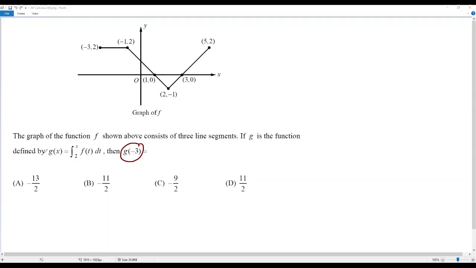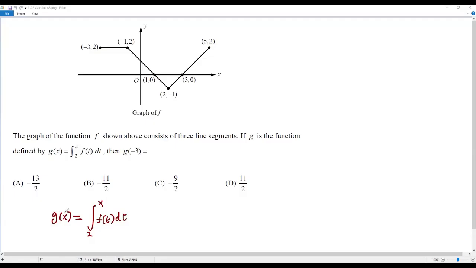For that, let me consider the given function g of x, that is g of x equals the integral from 2 to x of f of t dt. Here g of x is a function of x. Since g of x is a function of x, the expression must be in terms of x. We can also consider the definite integral over here that is equal to g of x. Here the lower limit of the integral is a constant, the upper limit is x. So the result of this definite integral must be in terms of x.